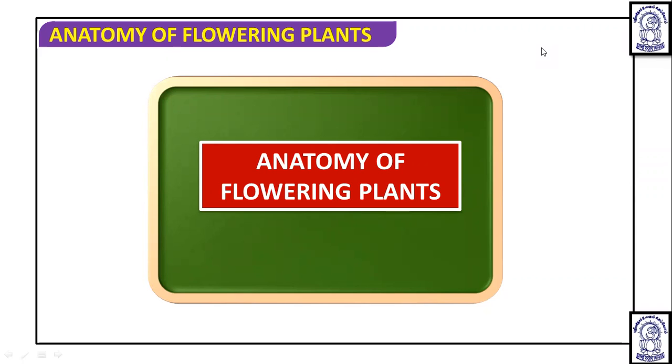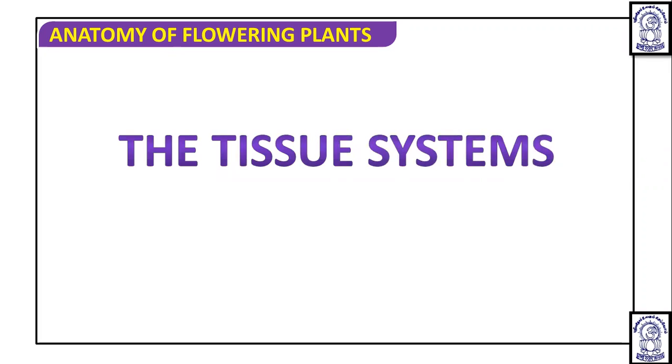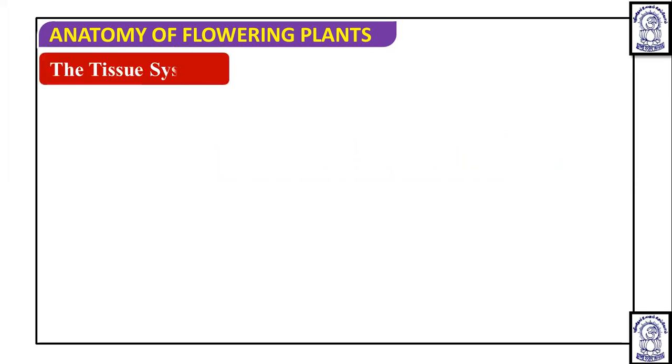When we see in a plant, it is known that they are arranged, forming a group of tissues that is known as a tissue system. So our today's topic is tissue systems. First, what is a tissue system?